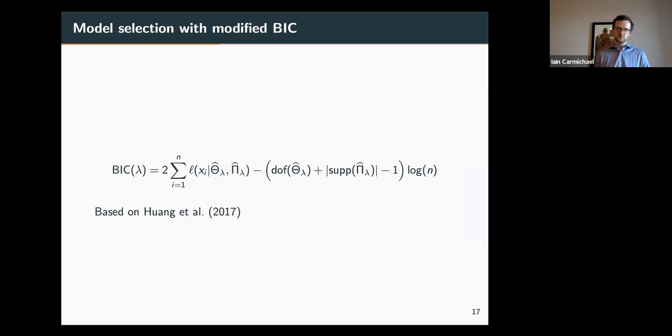So we're going to fit this model for a bunch of different values of lambda, and we're going to do model selection using a modified BIC criterion. This is based on that Huang paper. All we've really done is take the BIC we all know and love, but to count the number of parameters for the pi matrix, we simply use the support of this pi matrix for the given value of lambda. Huang proves that this estimator, at least in the single view case, has some nice consistency properties.